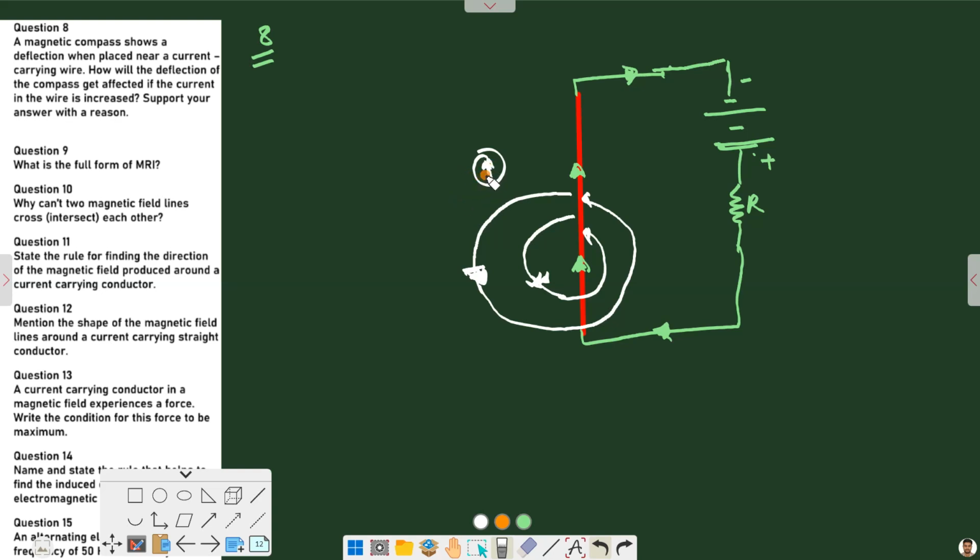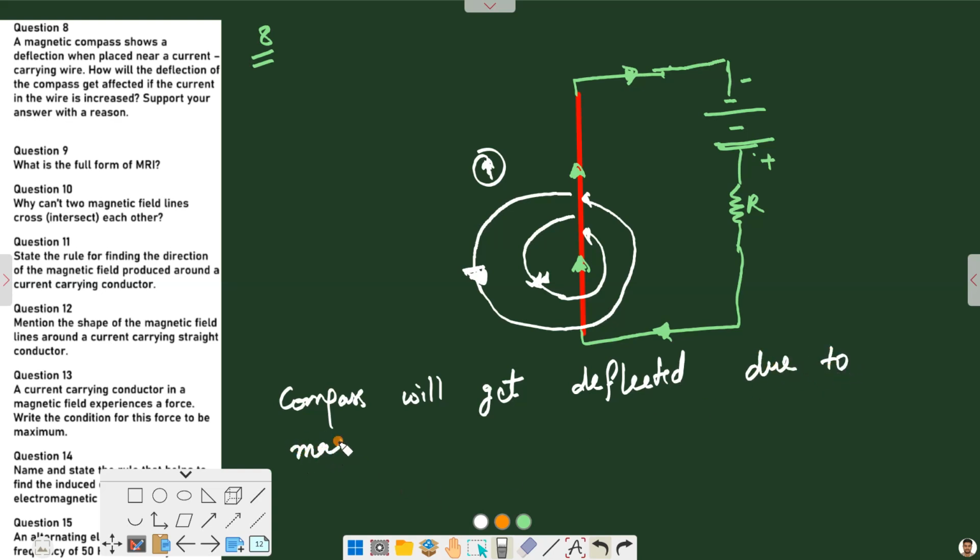Now this compass will get deflected due to the magnetic field of the conductor. And where will it point? Now, to find out the direction of the needle, we have to find out the magnetic field at that point.